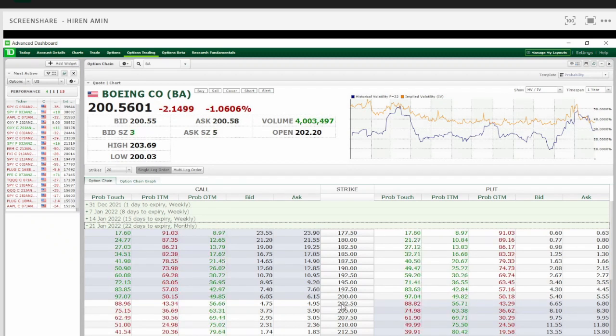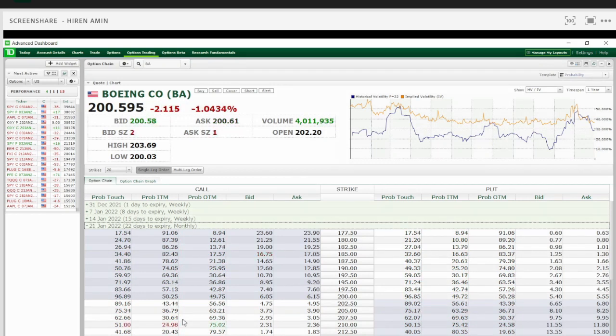So for example, let's say we choose the 202.50 in January. There's a 43% chance of it expiring in the money, okay, at that point. And then right now, of course, the probability out of the money is just the difference. 100% minus the in the money equals that, or however way you want to look at it.